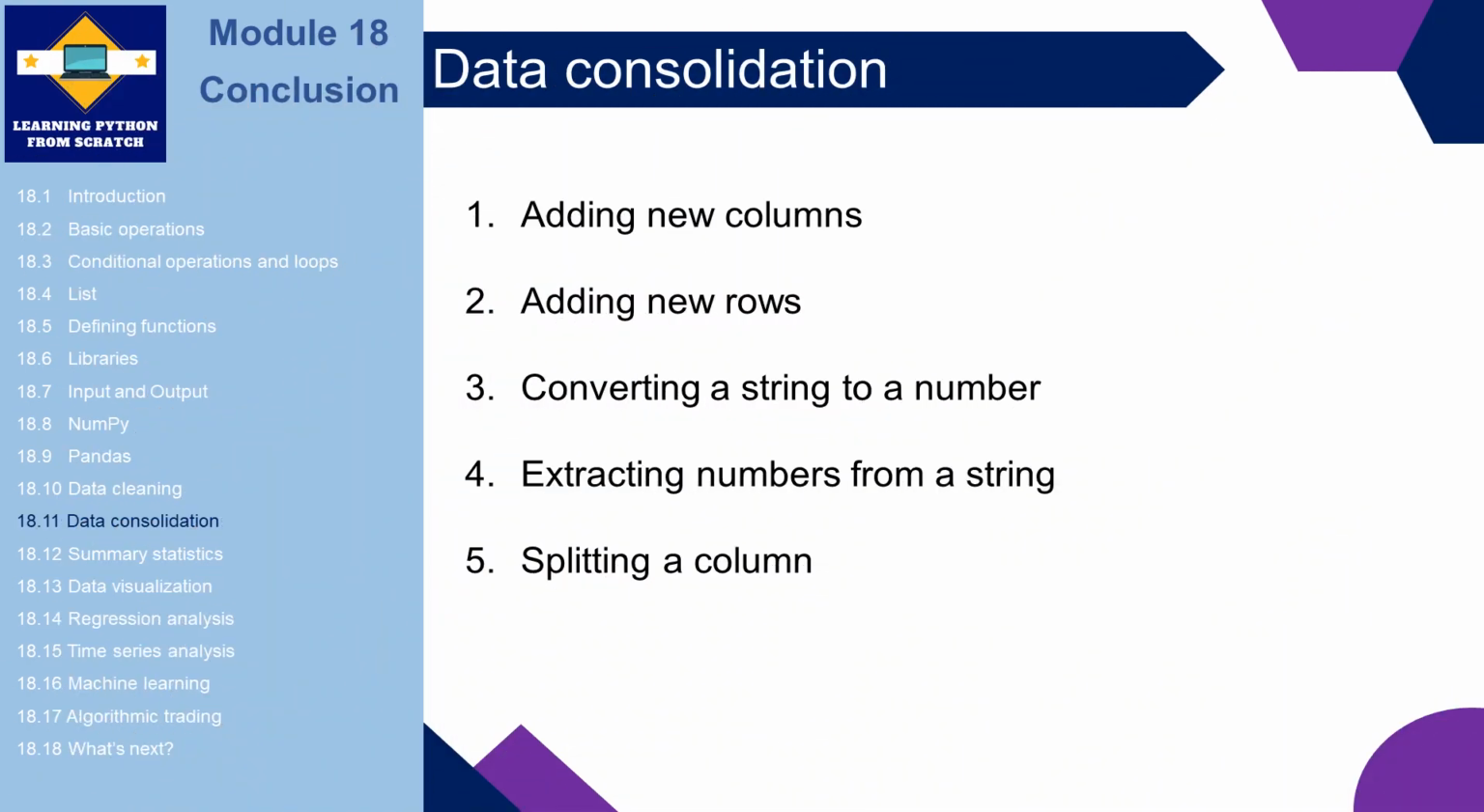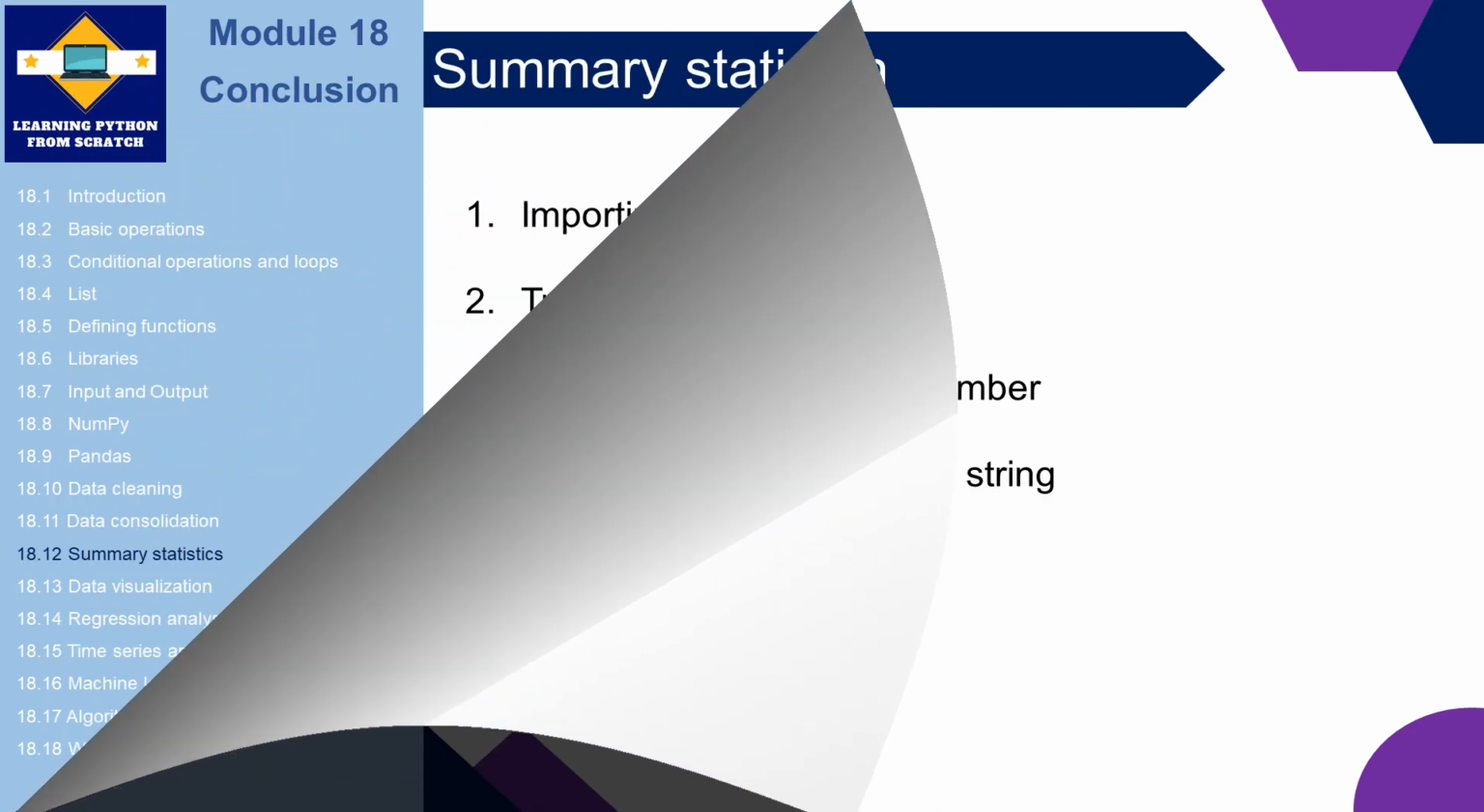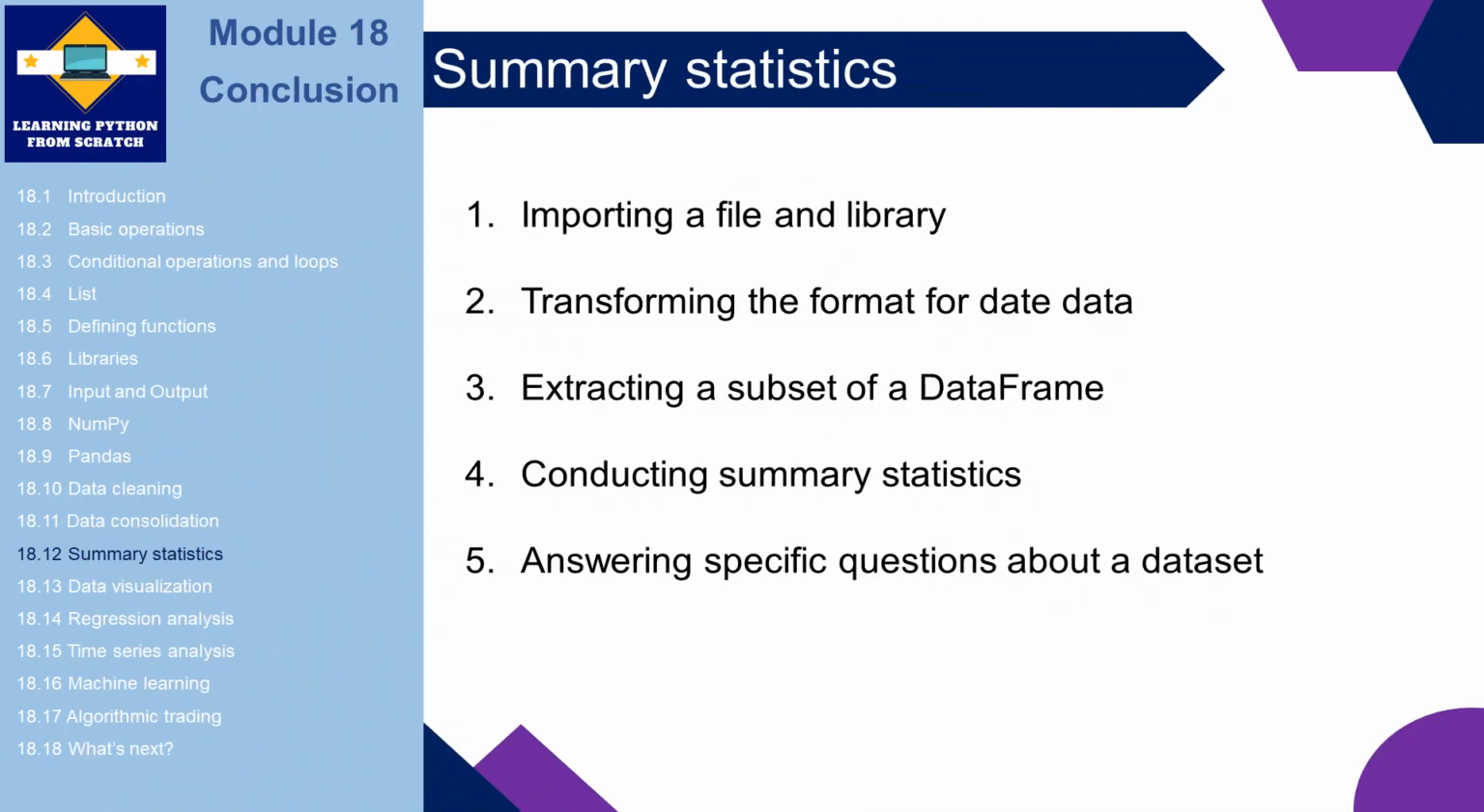The 11th module explains how to consolidate a dataset, including adding new columns, adding new rows, converting a string to a number, extracting numbers from a string, and splitting a column. The 12th module talks about how to conduct summary statistics, including importing a file and library, transforming the format of data, extracting a subset of a data frame, conducting summary statistics, and answering specific questions about a dataset.